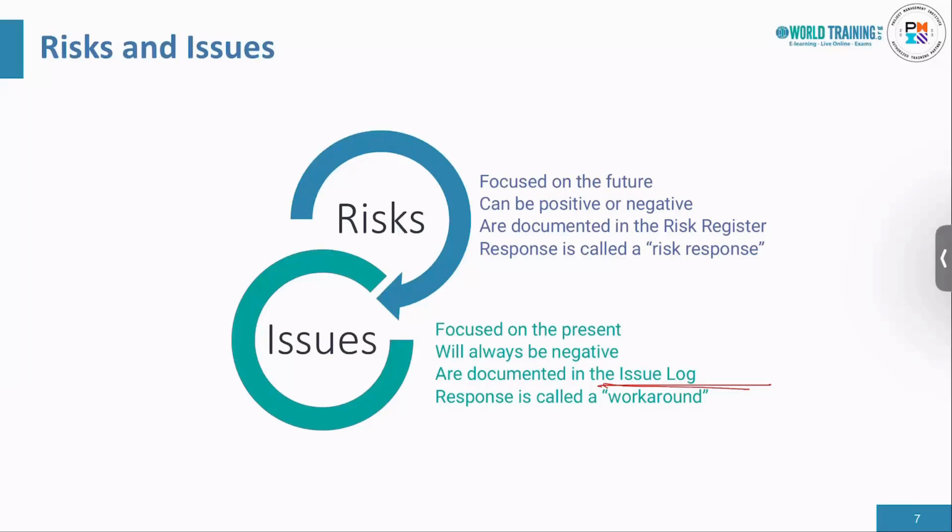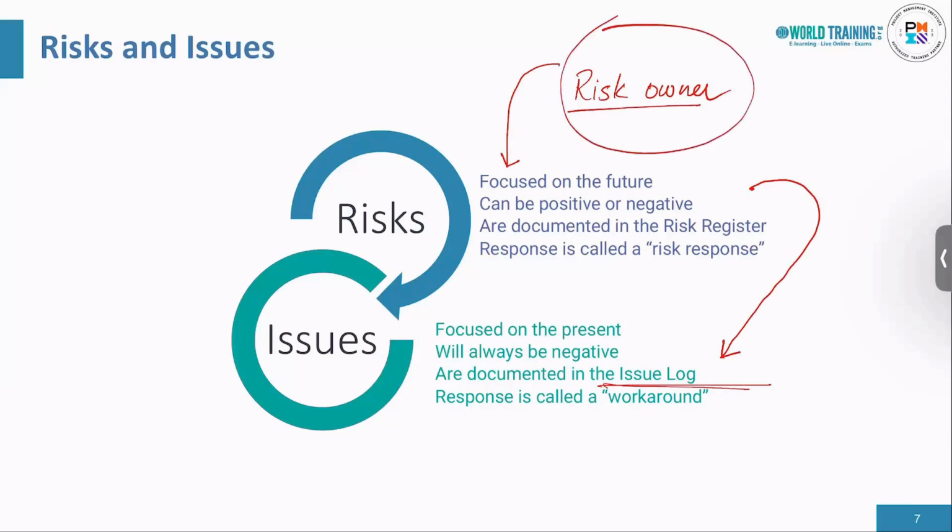When a risk materializes, we move it to the issue log, and the person who was assigned to the risk now works on the issue. So normally, whenever we identify a risk, we appoint a risk owner. Whenever a risk occurs, it is moved from the risk register to the issue log, and the person who was the risk owner is now called the issue owner.